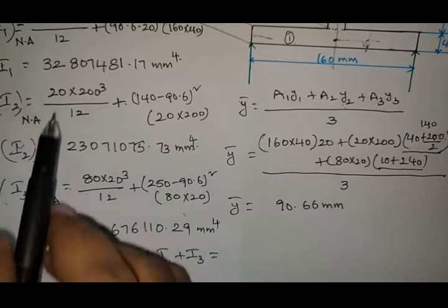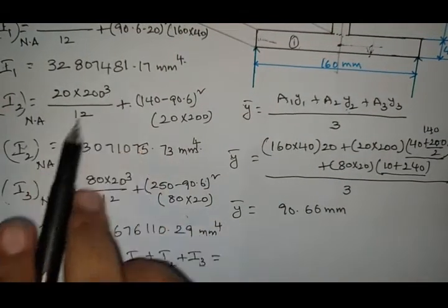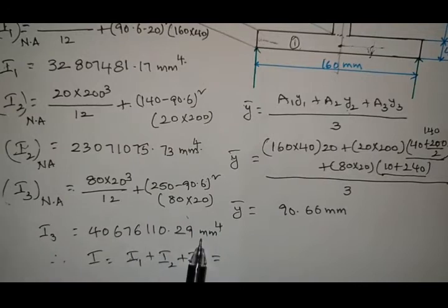So now do the summation of the I1, I2, I3 values. So if you sum those three values, what do you get?